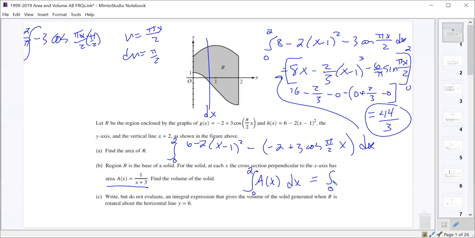So effectively, all you're doing is integrating from 0 to 2, 1 over x plus 3 dx. That's it. Easy enough? Okay. How do we integrate 1 over x plus 3?